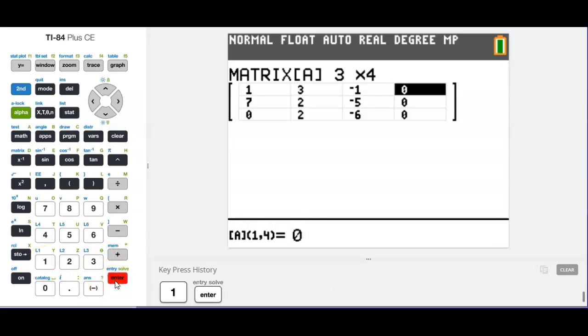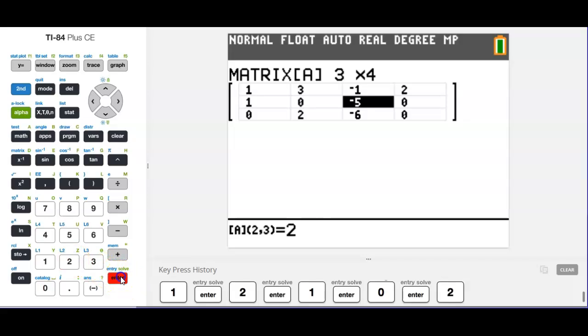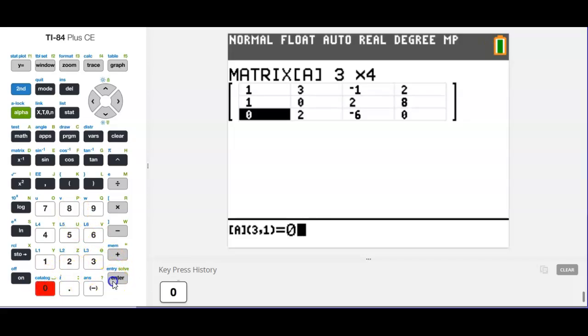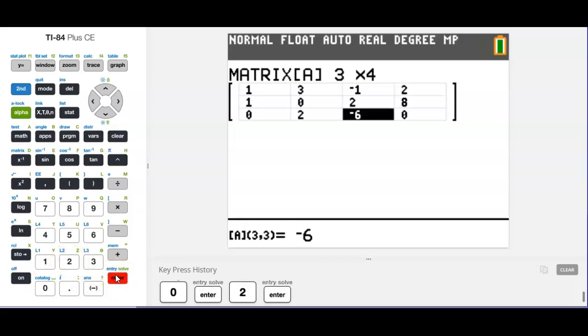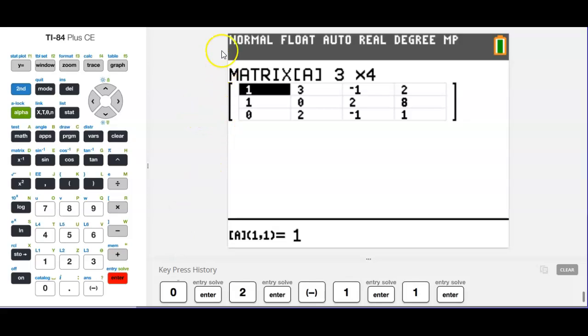So -1, and then the constant there was 2. And you can just enter these with me. And 0, 2, -1, and 1. Like I said last time, take the extra 5 seconds to check this because these entries have to be correct for this to work. Okay, so matrix A is entered.